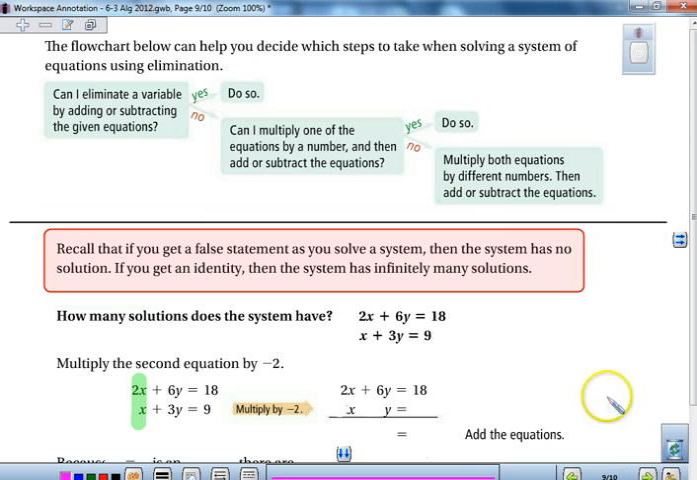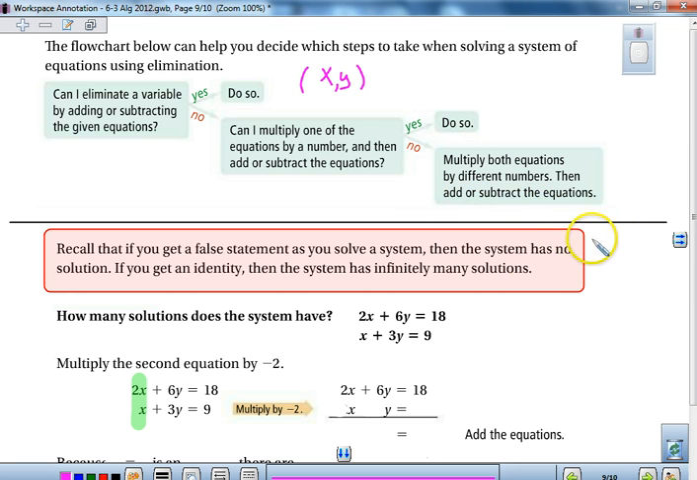As we do the problems in class, what you want to be thinking about is this flow chart here, deciding the steps in order to solve with elimination. First thing you want to think: can I eliminate one variable by adding or subtracting the two equations? If it's yes, do it, and you should come up with your solution right away, x, y. If it's no, can I multiply one of the equations by a number and then add or subtract? If it's yes, do that, multiply. If it's no, can I multiply both equations by different numbers and then add or subtract?